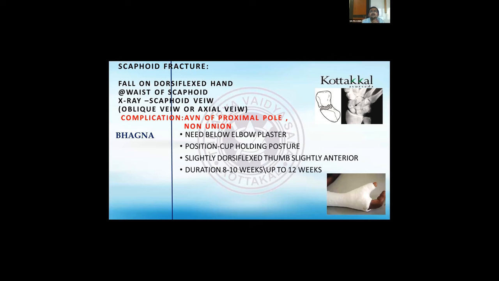Here we may not need a reduction, since there will not be much displacement. Only proper identification is needed, and a below-elbow plaster is a must. The position should be a cup-holding posture: slightly dorsiflexed hand, with palm and thumb slightly anterior. In this posture we have to apply the POP, and it has to be continued for 8 to 10 weeks, or up to 12 weeks, based on symptoms such as pain and tenderness. Long immobilization is a must in scaphoid fracture management.